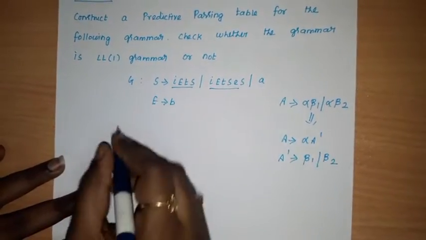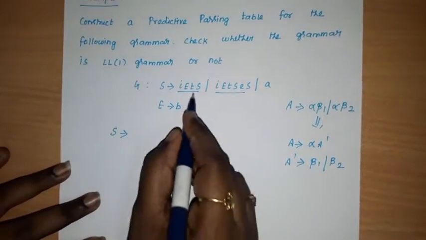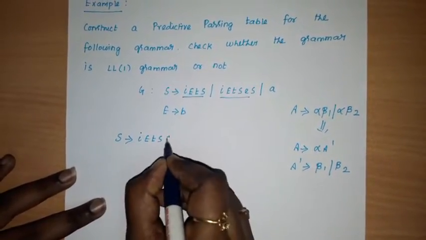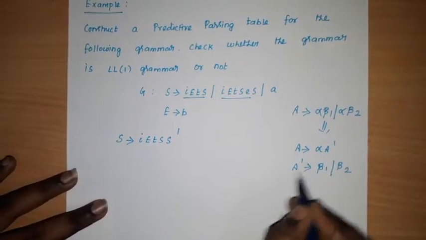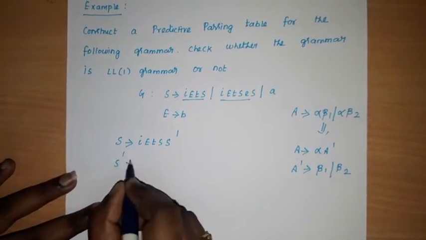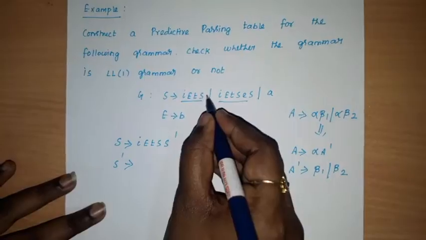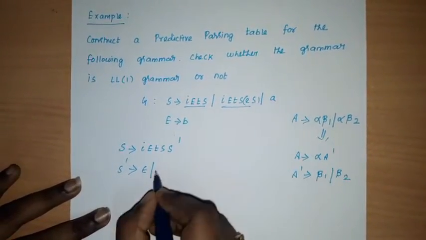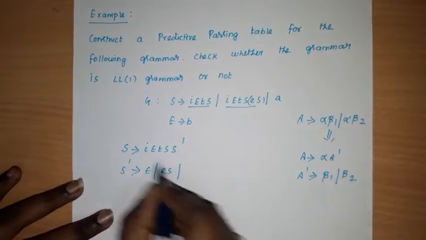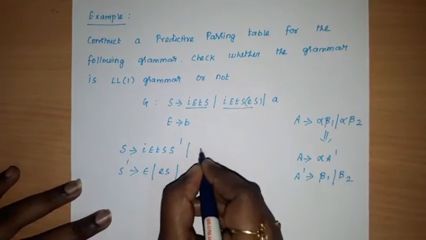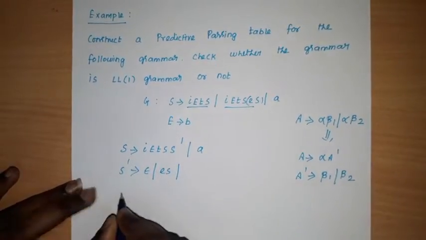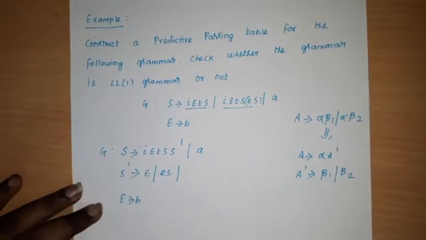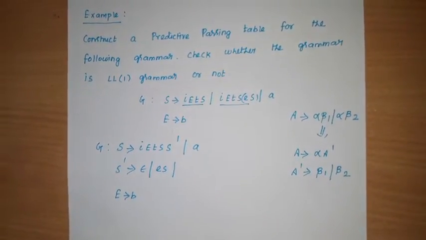So it can be replaced by S tends to iEtS S dash, where alpha is iEtS and A dash is nothing but S dash. Here beta 1 contains no symbol, so epsilon. Then beta 2 contains eS, so S dash tends to eS, and S has already the production A, so write it there. Then the last production is E tends to b. This is the original grammar after eliminating the left factoring form.